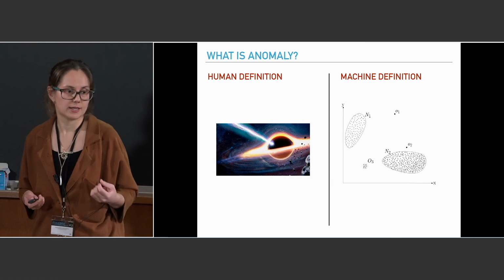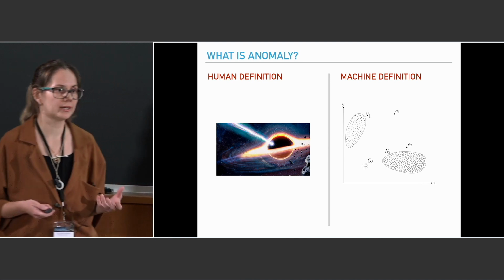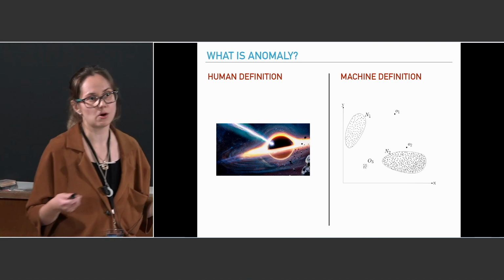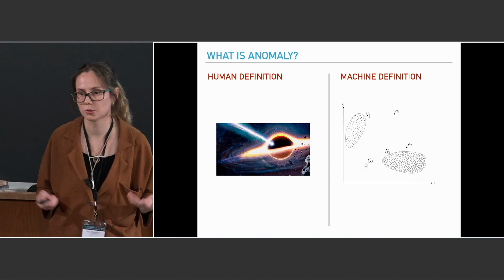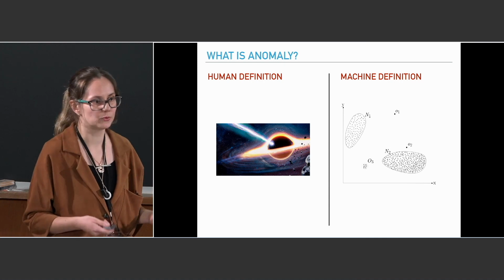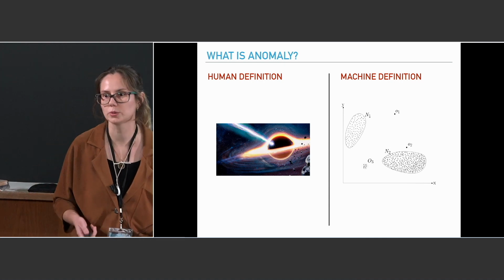In SNAD, as an anomaly, we consider any kind of astrophysically rare objects, could be superluminous supernovae, for example, or kilonovae. And of course, we are hunting for something completely unknown, completely new.